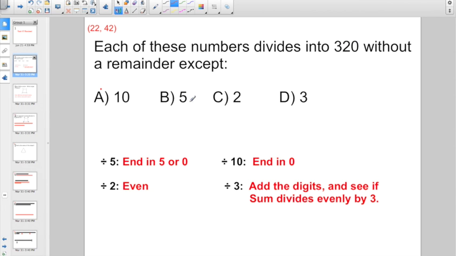320 ends in 0, so I know it can't be B. It'll divide by 10 if it ends in 0, so I know it can't be A. It'll divide by 2 if it's even, so I know it can't be C. The divisibility rule for dividing by 3 is add the digits, and if the sum is divided evenly by 3, then it can. Well, 3 plus 2 plus 0 is 5. You can't divide 3 evenly into 5, so your answer would have to be D, right?